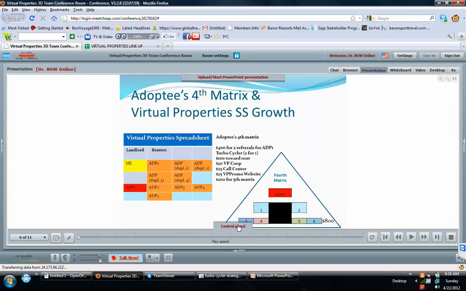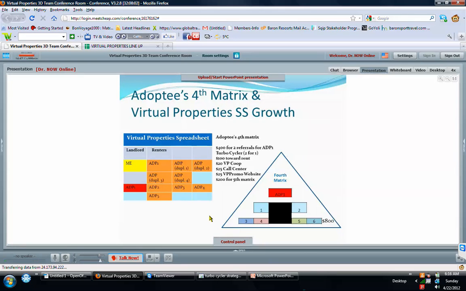This is the fourth matrix and the virtual property spreadsheet growth. In the fourth matrix, again, your adoptee number one, same person, gets $800 on the bottom as he fills from spill and from follow me and so on. Again, he will take $400 for 2 referrals for the adoptee 1 turbocycler 2-for-1. So in other words, he will now get 2 referrals himself through his link. That means he will now have 4 adoptees on the renter's line in the virtual property.